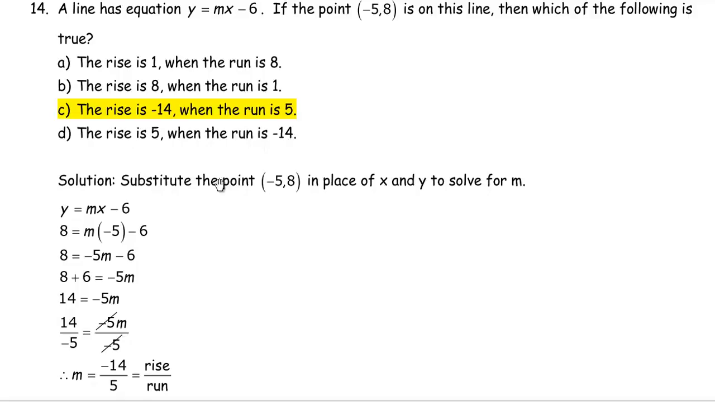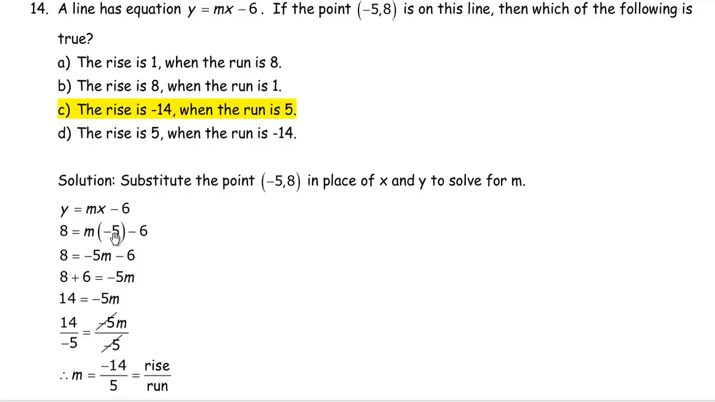The solution says substitute the point negative 5, 8 in place of x and y to solve for m. So there's my y equals mx minus 6, and negative 5 is the x coordinate, so that goes in place of x here. The 8 is the y coordinate, so that goes in place of y. If you ever forget which is which, they are in alphabetical order. It goes x first and y second.